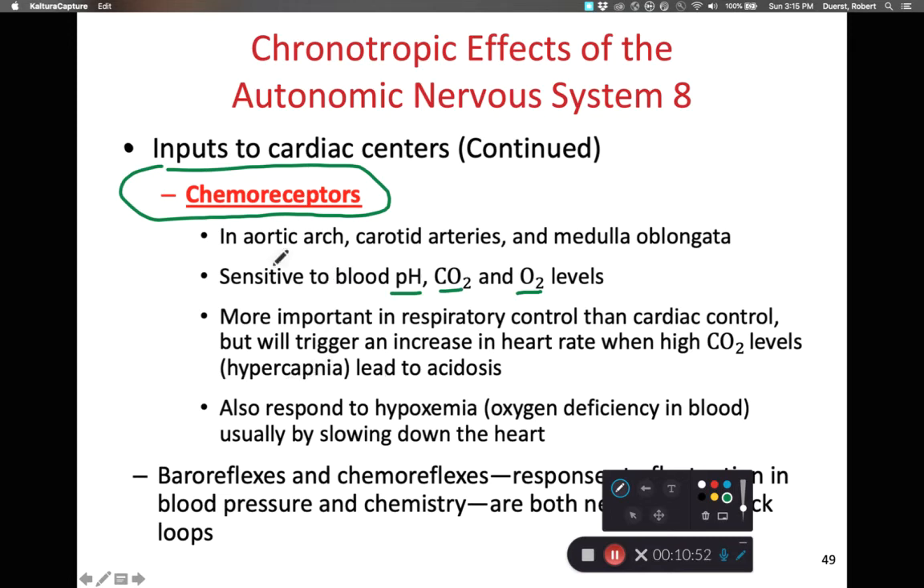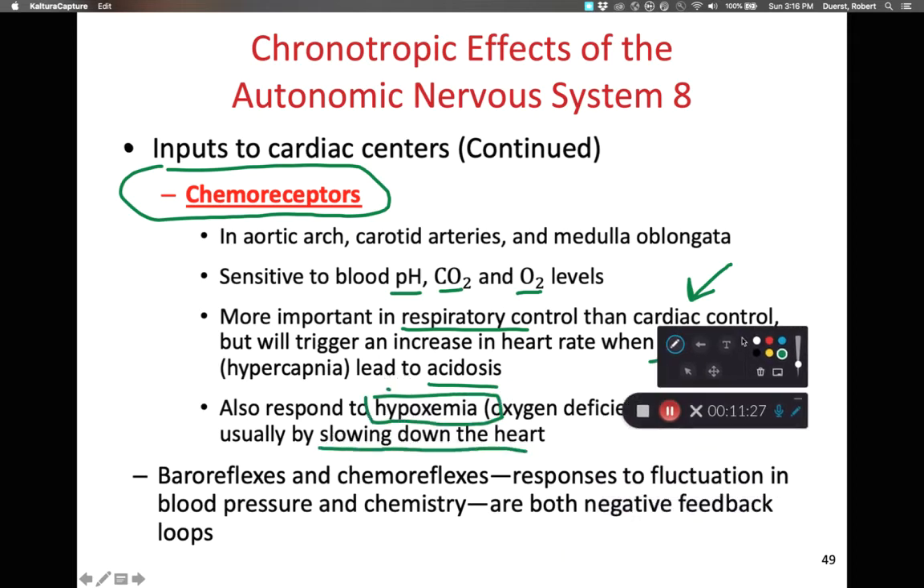We find that these chemoreceptors are going to play a much more important role in regulating our respiratory rhythm than cardiac output or cardiac rate, but they can still influence our cardiac rate, particularly when we have a high amount of CO2. That high amount of CO2 can raise heart rate and help us to prevent acidosis from setting in. In hypoxic situations, low blood oxygen levels, we have the ability to slow down our heart rate to help conserve oxygen.